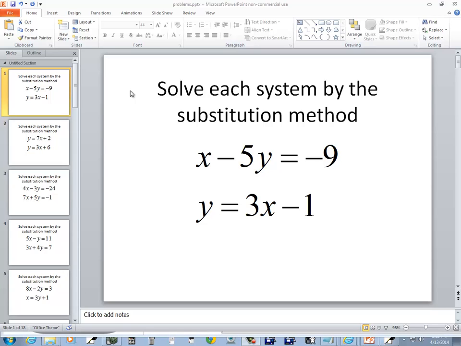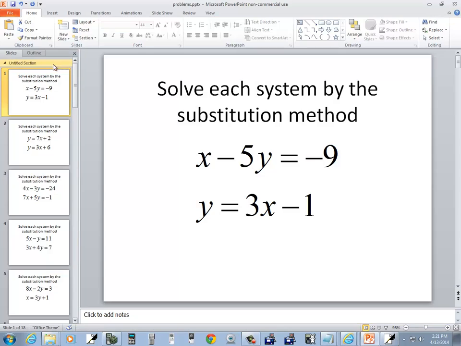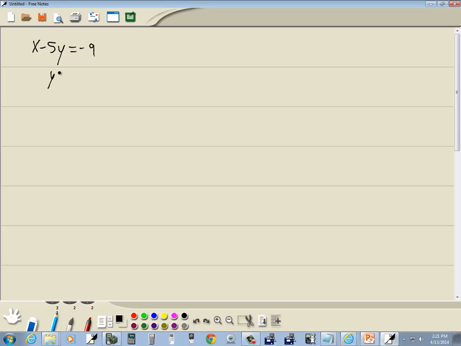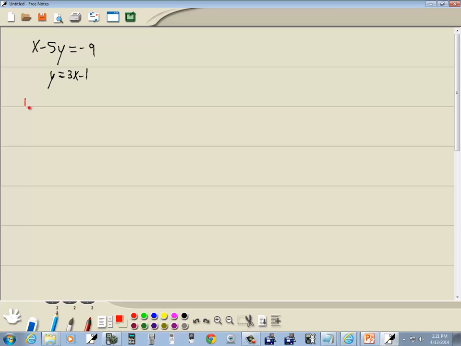Let's take a look at this problem. We got x minus 5y is equal to negative 9, and y is equal to 3x minus 1. And first we'll solve it via substitution, then we'll solve it on the calculator.